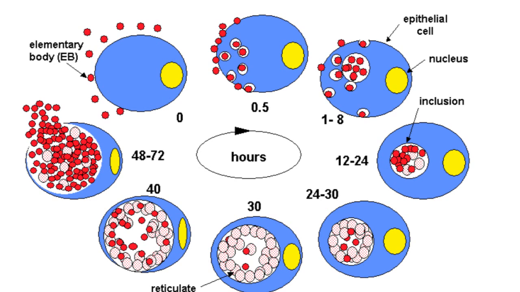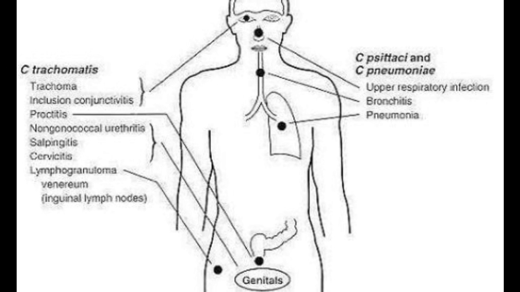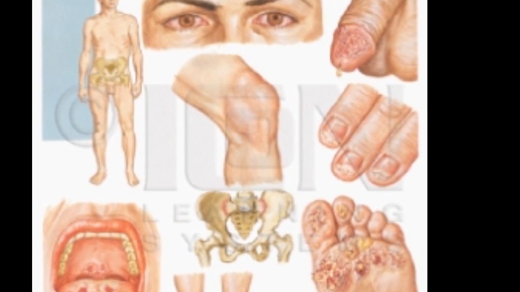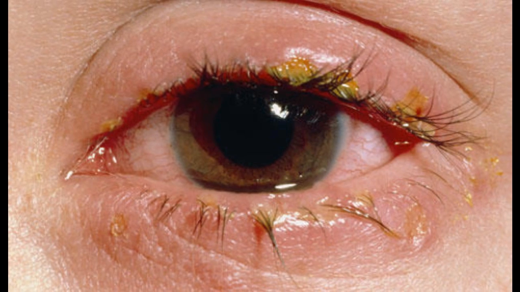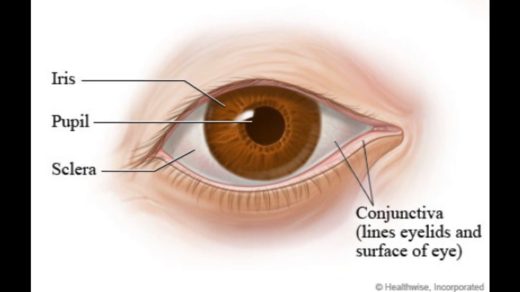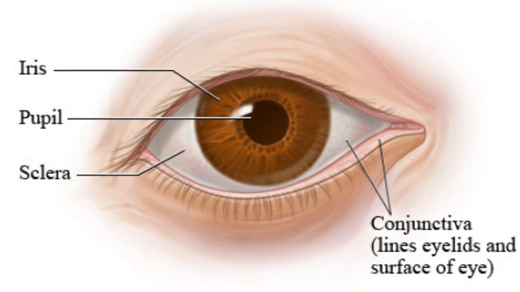C. trachomatis can be divided into serotypes or serovars. These serovars are a group of closely related microorganisms distinguished by a characteristic set of antigens. Some serovars produce almost exclusively ocular trachoma in endemic countries, while other serovars are associated with both ocular trachoma and genital tract infections. Infections with the ocular serotypes of C. trachomatis result in a mild inflammation of the subtarsal conjunctiva lining, which is the inner eyelid surface.